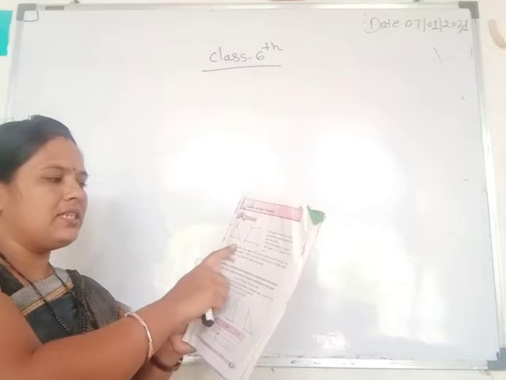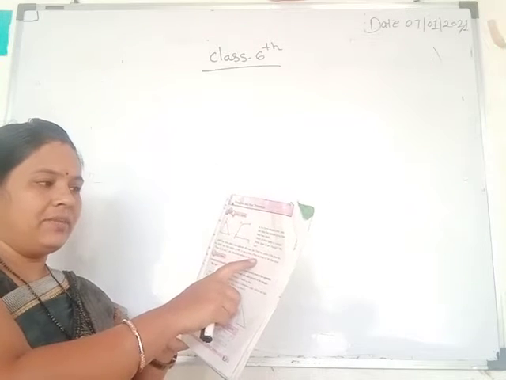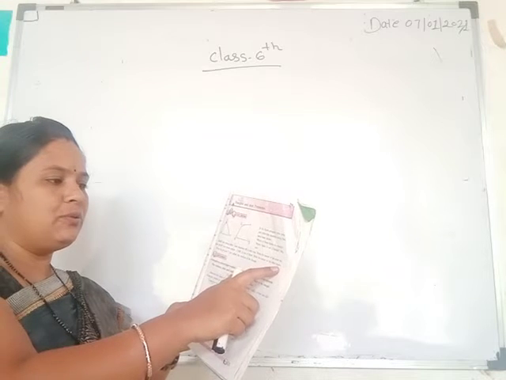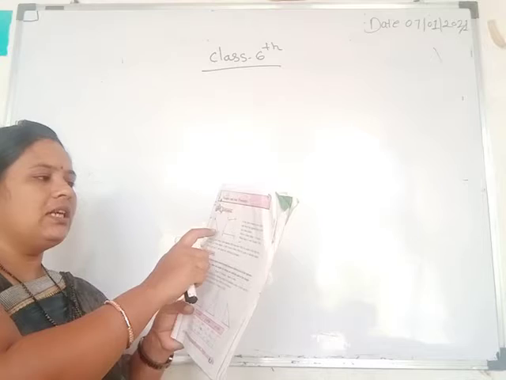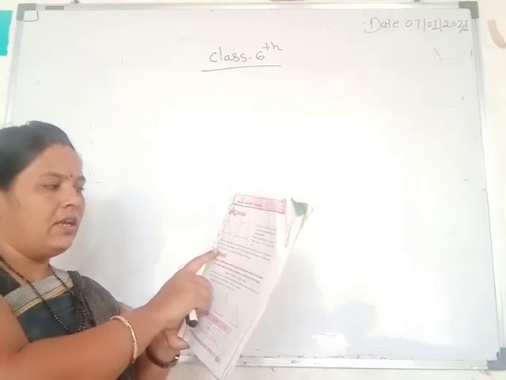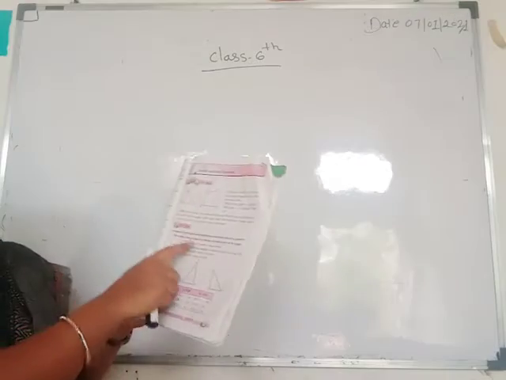And triangle ABC has three angles. Angle ABC is one of them. Write the names of the other two angles: angle BAC and angle CAB. Points A, B, C are called the vertices of that triangle.